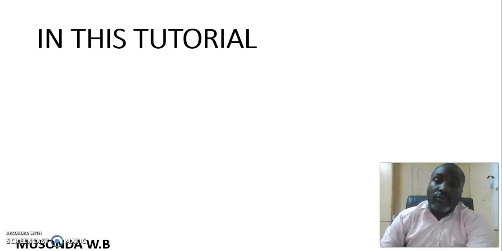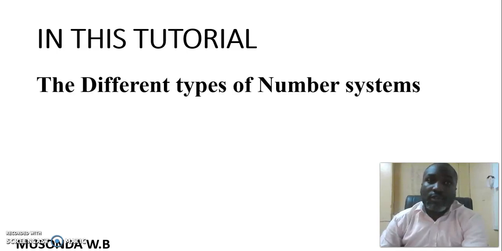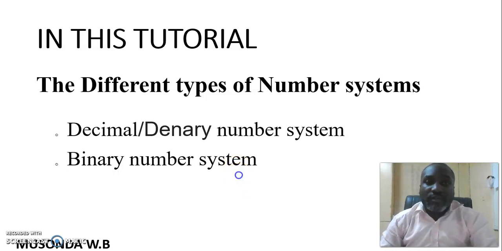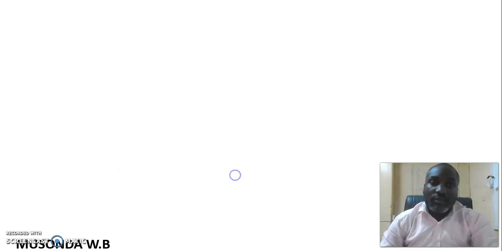Welcome to the second part of our tutorial under number systems. Okay, in this tutorial we'll look at the different types of number systems: the decimal number system, the binary number system, the octal number system, then the hexadecimal number system.